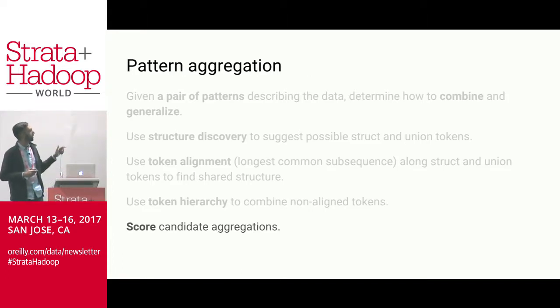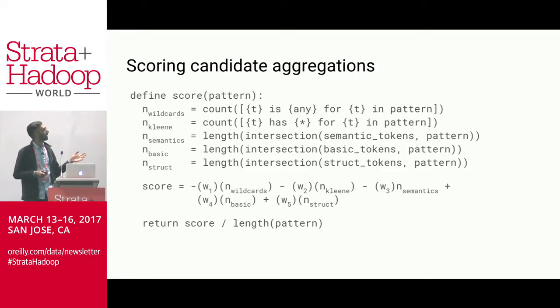And finally, once we've combined our tokens into one pattern, what we want to do is score it so we know how well our aggregation did. And there are a variety of criteria that you might want to use to score. So you'll definitely want to keep track of the number of wildcards and clean stars, so like the dot star sort of stuff. You want to keep track of the number of semantic tokens that you use, the number of basic tokens you use, and the number of struct tokens you use.